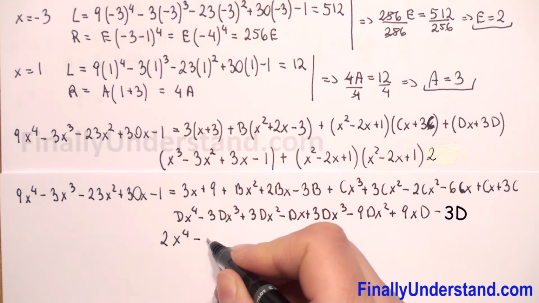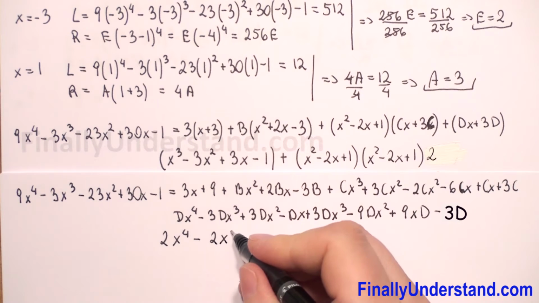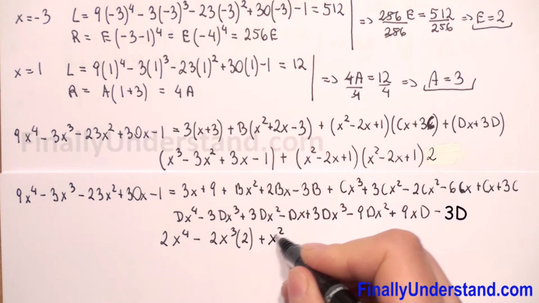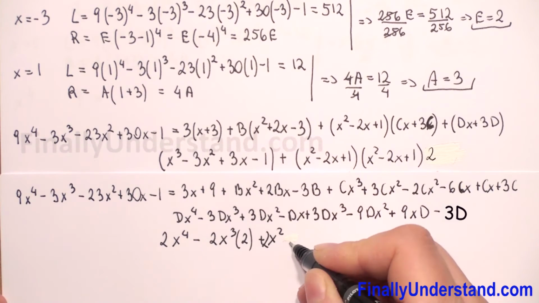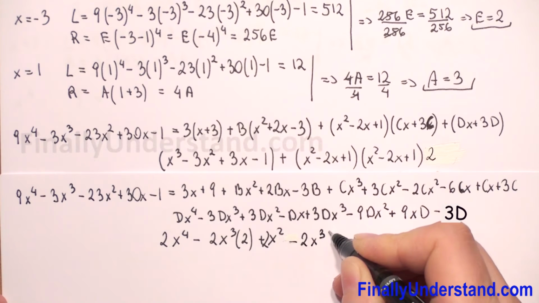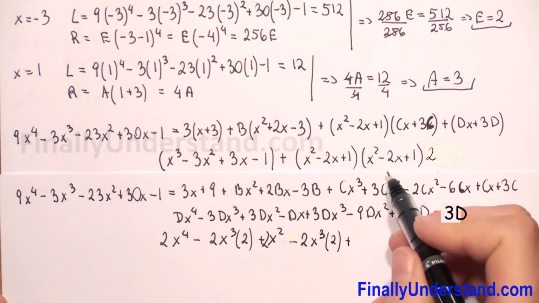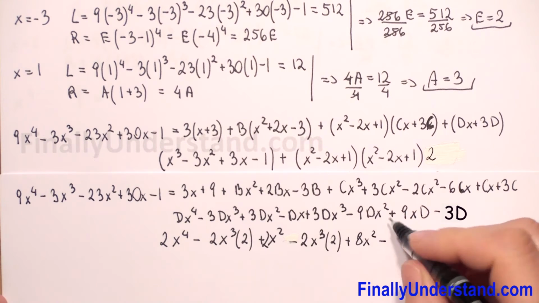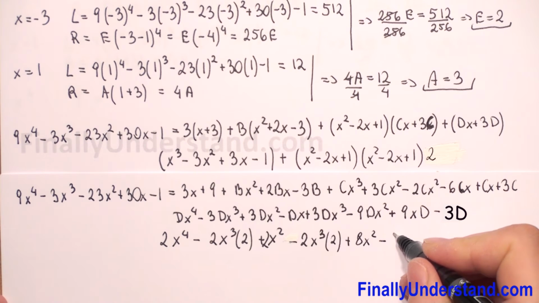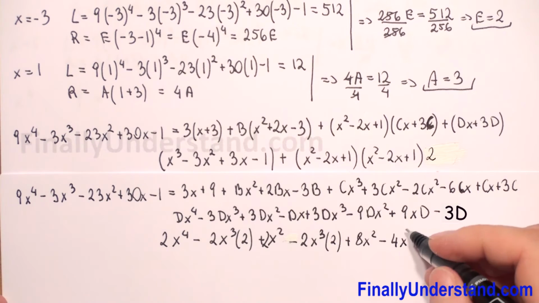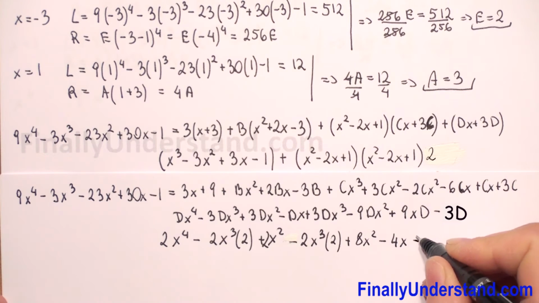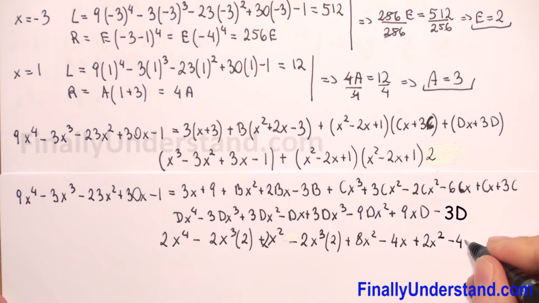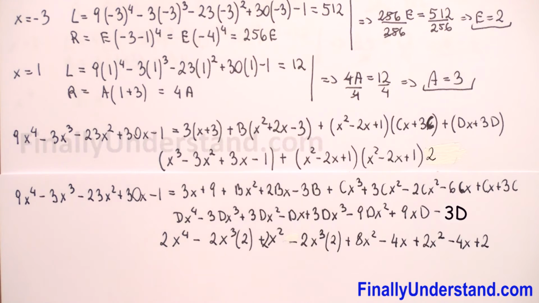Next we have negative 2x cube, and we have times 2. Next we have plus x square times 2, so will be 2x square, and now we have negative 2x cube times 2, positive will be 4x square, so times 2, so will be 8x square, and we have negative 2x times 1 and times 2, so negative 4x. Next we have 1 times x square and times 2, so will be plus 2x square, and we have minus 4x plus 2. So we can copy the left side.